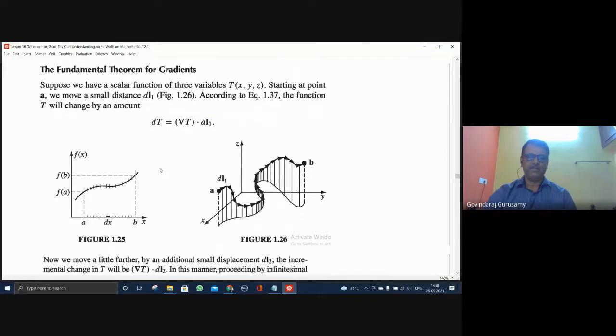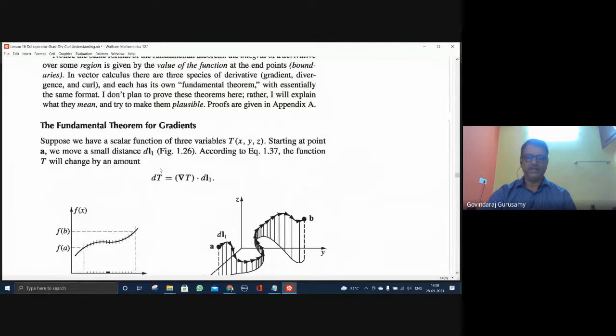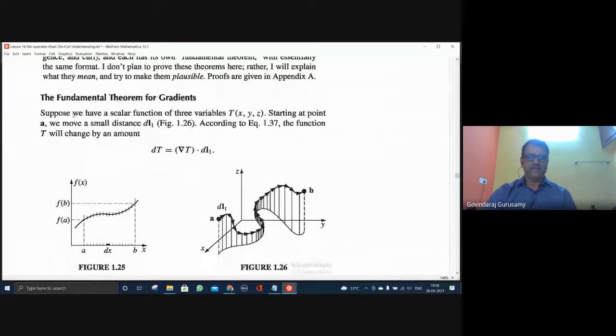So this is the case where you have one variable. If you have more than one variable, then it becomes vector-like. Suppose you have a scalar function T of three variables. Starting at a point a, we move a small distance dl1, which is a vector. According to equation 1.37, the function T will change by an amount dT that we have already seen: dT is equal to gradient of T dot dl1.